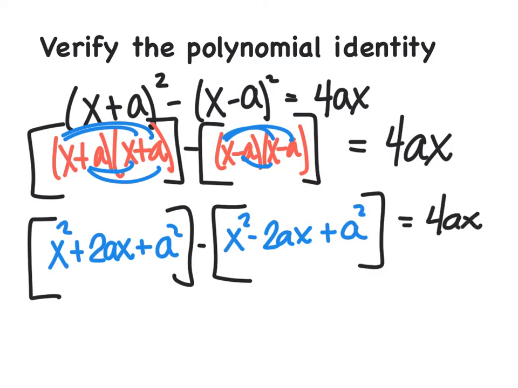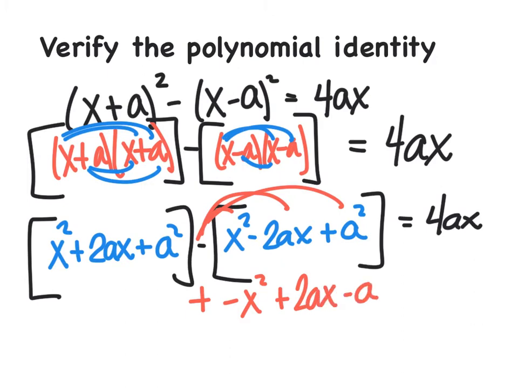So these identities are kind of nice because they basically give you the answer. You just got to prove it. Now, why were these brackets so important? Well, don't forget, when you subtract, you have to take this negative and distribute. So I'm basically going to turn this to a plus, and I'm going to make this a negative x squared, a positive 2ax, and a negative a squared. And then I'm going to put all these together.